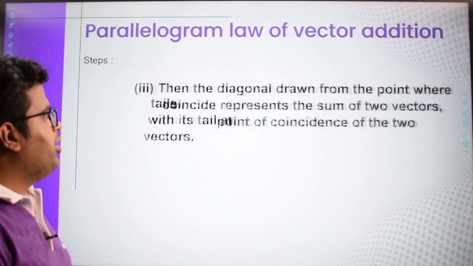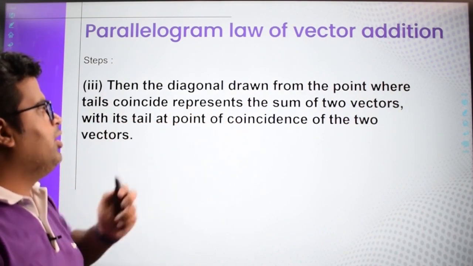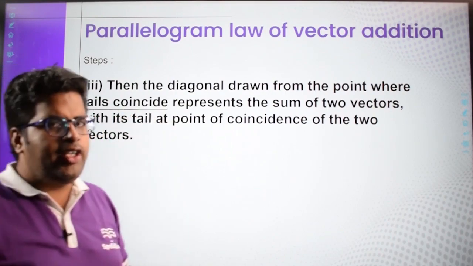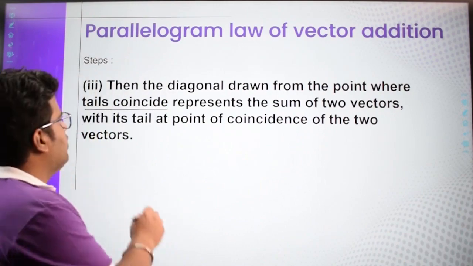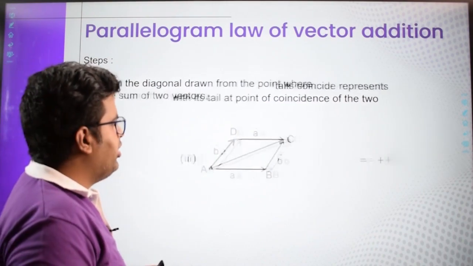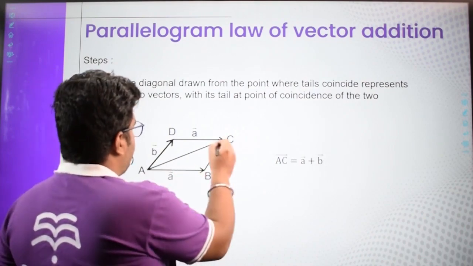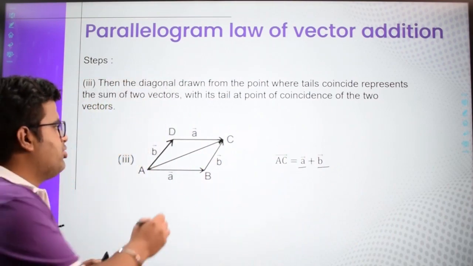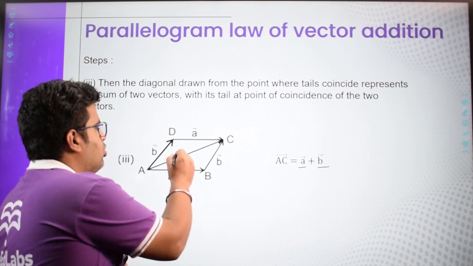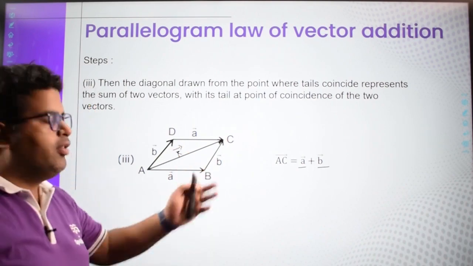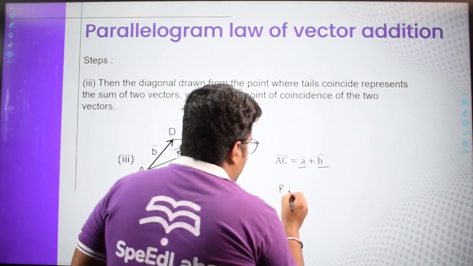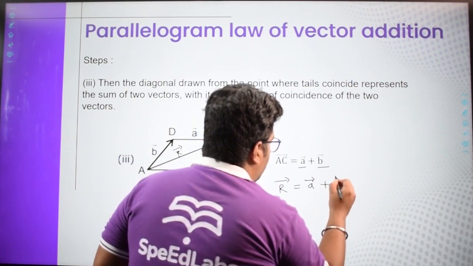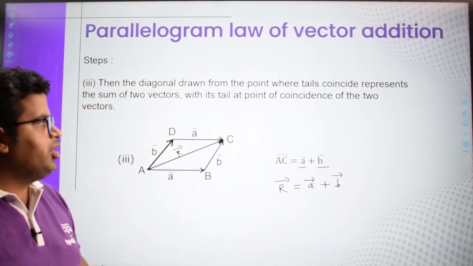Now the resultant will basically be the diagonal, and it starts from the point where the tails are coinciding, and that represents the sum of two vectors, right? So we can say that we have AC vector, that is the resultant, and that will be A vector plus B vector. अगर हम डायग्राम से देखें, so this is going to be the resultant vector, जिसको हम R vector भी बोल सकते हैं, and that will be equal to A vector plus B vector. So we have R vector, and that is equal to what? A vector plus B vector. So that's the resultant.